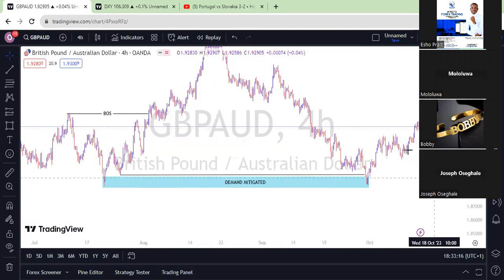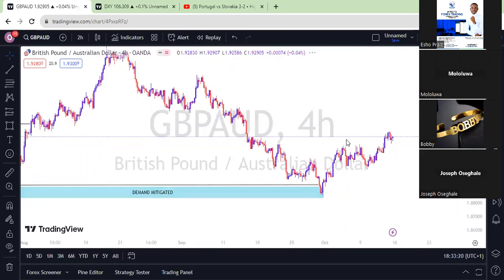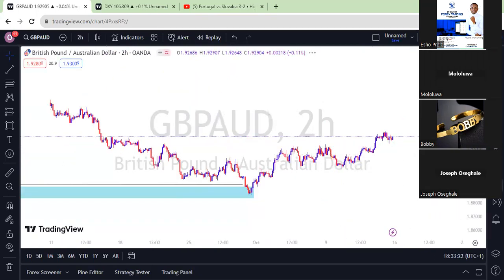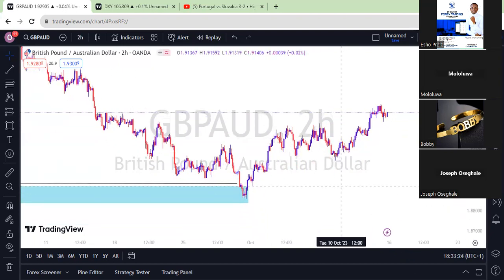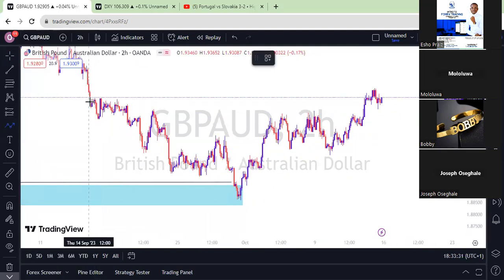So now let's focus on this current price action here. Let's see what is currently going on. Let's go to 2 hours. These are the 2 hours time frame. Okay. So now let's focus here. The market was creating a series of lower low and lower high. You can see it yourself.